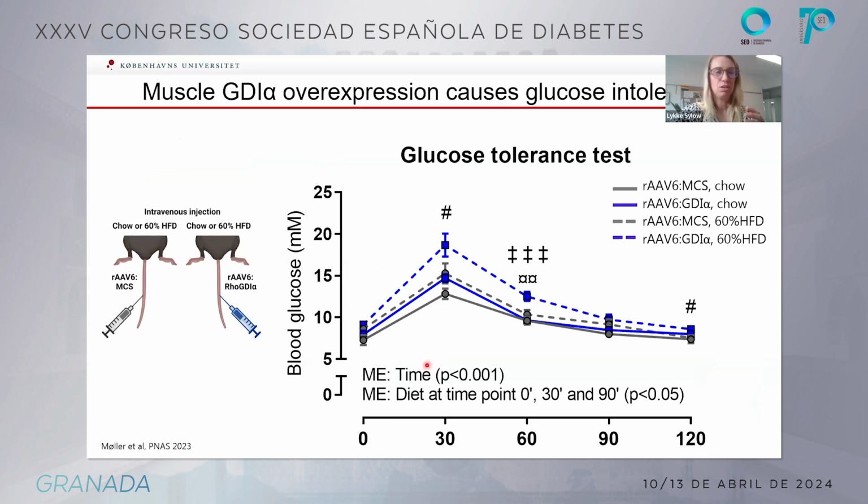And when we then overexpress GDI alpha, not only in one muscle, but in all of the muscles of the entire mouse, mimicking the upregulation that we saw in the type 2 diabetic humans, we could then see that when the mice were fed a high-fat diet, they did become even more glucose intolerant compared to the control high-fat fed mice. So these mice that had an upregulation of GDI alpha were more prone to developing insulin resistance and glucose intolerance.